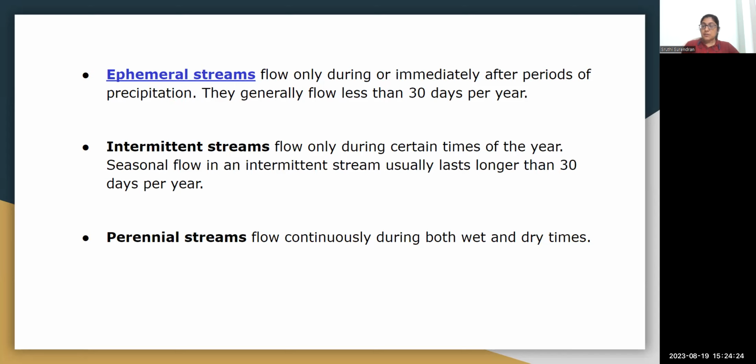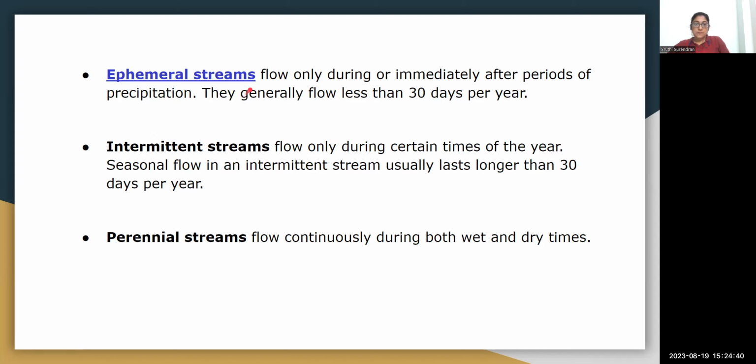Now, intermittent streams are also something like that. Seasonally, these streams will be available. In the dry seasons, these streams tend to dry out and there will not be any flow of water or water available in such streams. These streams are called intermittent streams.